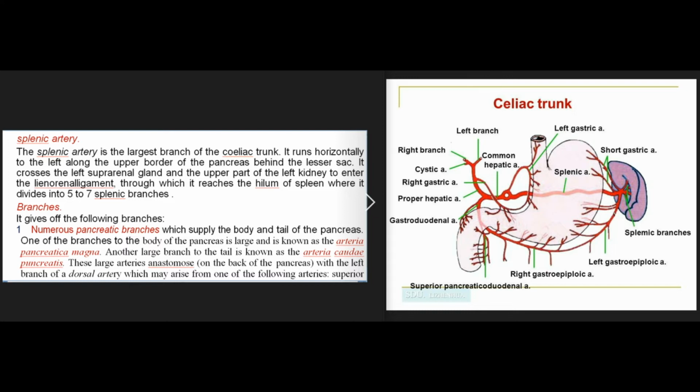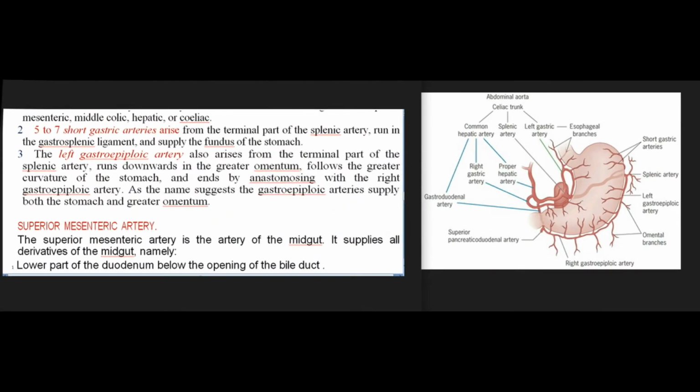1. Numerous pancreatic branches which supply the body and tail of the pancreas. One of the branches to the body of the pancreas is large and is known as the arteria pancreatica magna. Another large branch to the tail is known as the arteria caudae pancreatis. These large arteries anastomose, on the back of the pancreas, with the left branch of a dorsal artery which may arise from one of the following arteries: superior mesenteric, middle colic, hepatic, or coeliac.